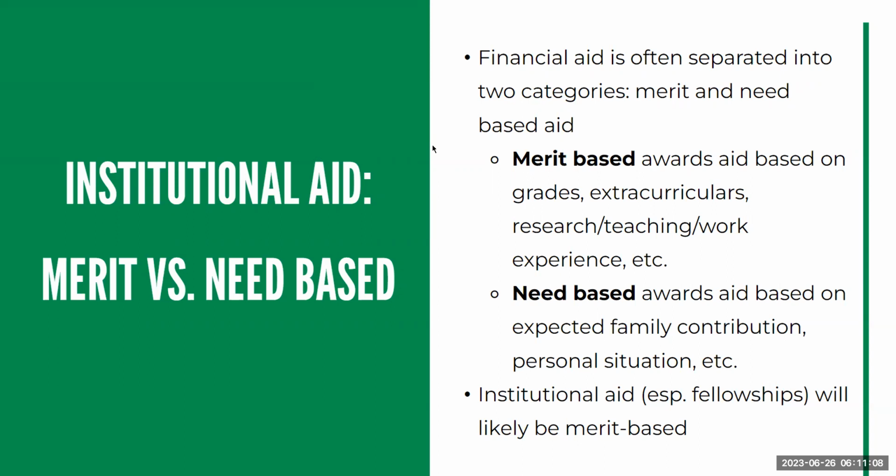And then there's need-based aid, which awards financial aid to students based on things like their personal situation or expected family contribution or family income. And these are things that are not related to your personal achievements and really strictly based on finances and whether or not you, based on your financial situation, genuinely need the aid.